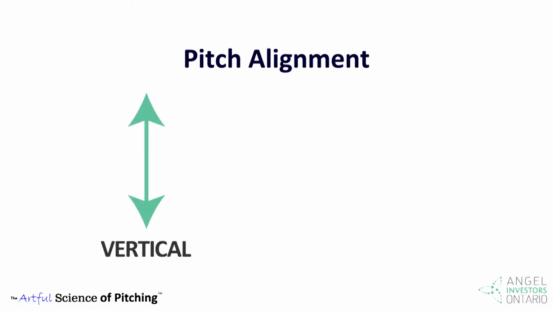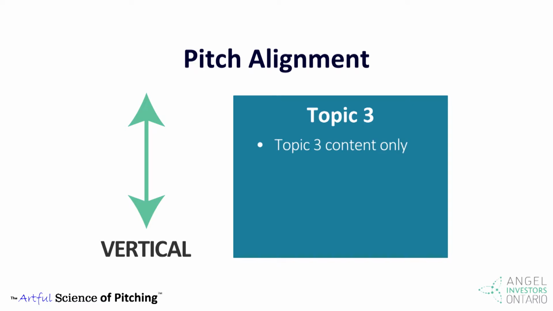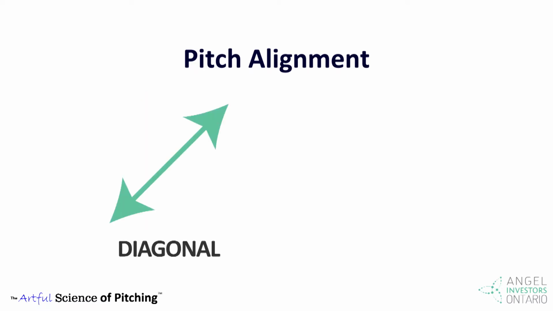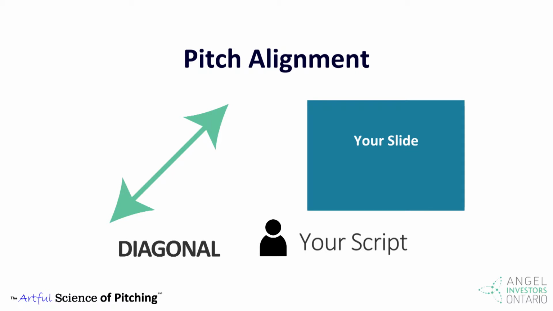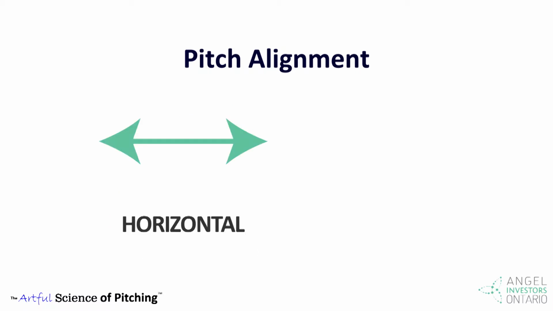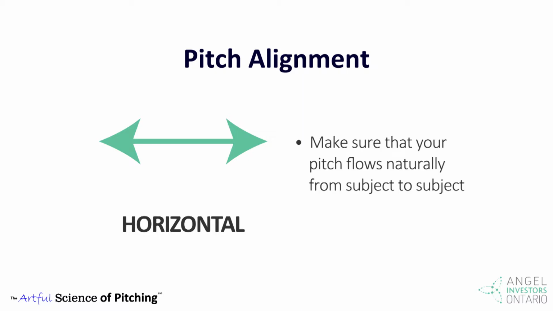Vertical means that when you look at your slide, the content of the slide from top to bottom is in alignment. Diagonal alignment is making sure that the verbal script that you're delivering, and the screen that is up there in front of investors is in sync. The last one is horizontal alignment. This means that your pitch flows naturally from subject to subject.